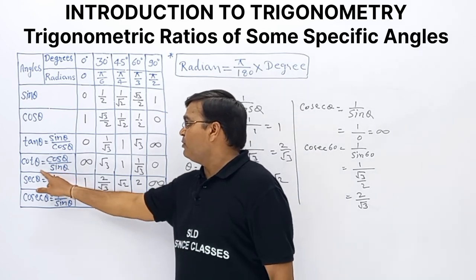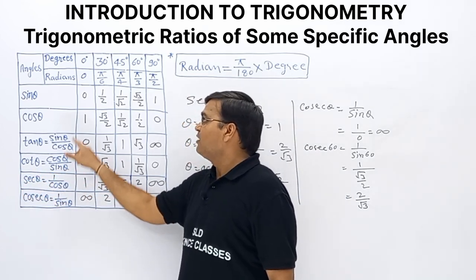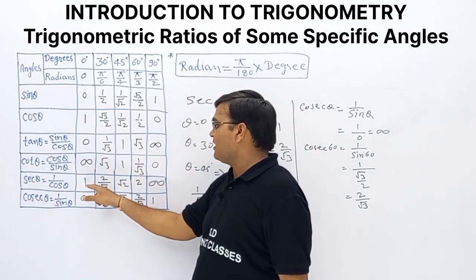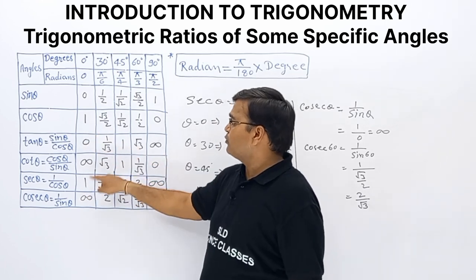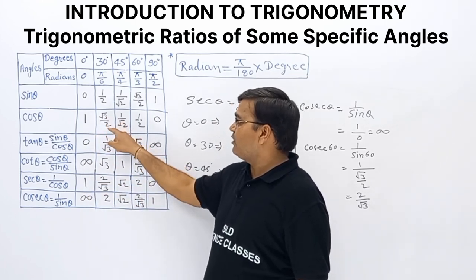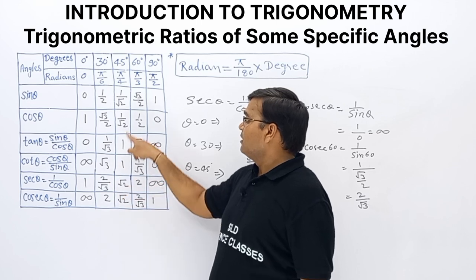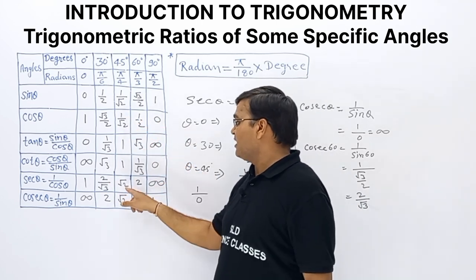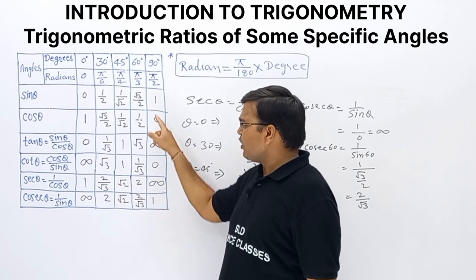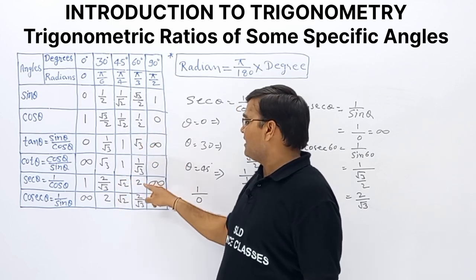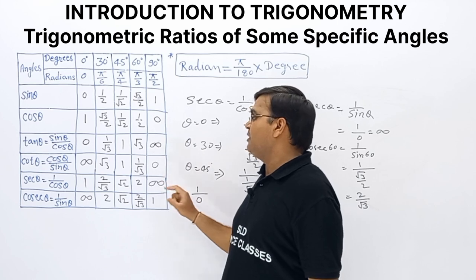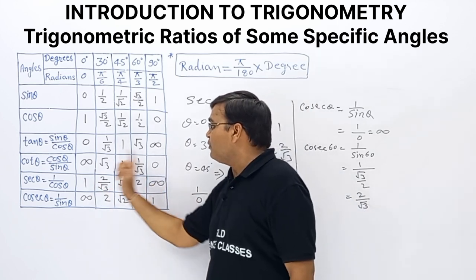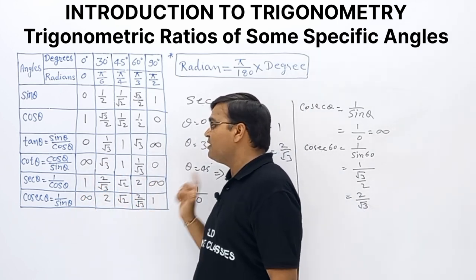Then sec theta should be memorized, 1 upon cos theta. 1 divided by these values, we are getting this one. 1 upon 1, this one. 1 upon square root of 3 by 2, 2 upon square root of 3. 1 upon 1 upon square root of 2, then we solve, we are getting this one. 1 upon 1 by 2, we are getting 2. 1 upon 0 will be infinity. And reverse these values, we are getting cosec theta.